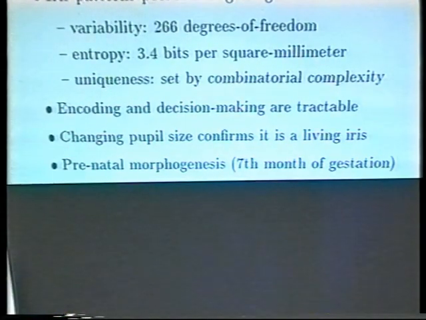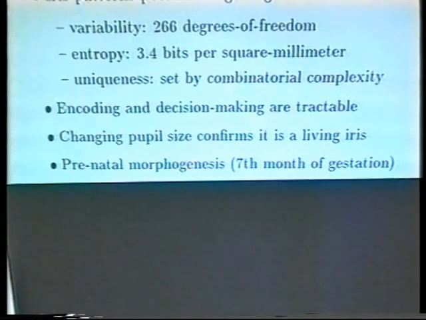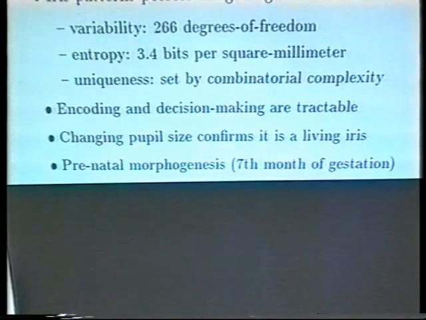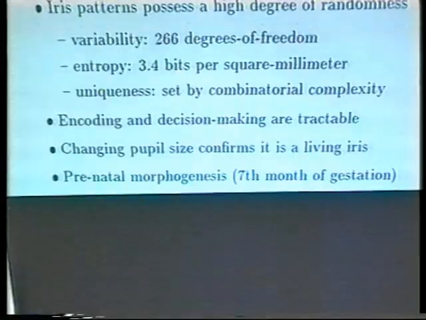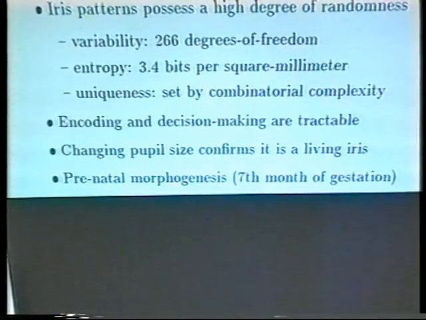It has a prenatal morphogenesis. It begins to form around the 3rd month of gestation and is complete around the 7th or 8th month of gestation, although after birth there is often a change in color because a blanket of chromatophore cells covers the iris in the first 3 months. So that's why most babies are born with blue eyes. That's the absence of pigmentation, and then they go on to develop their genetically determined pigmentation.